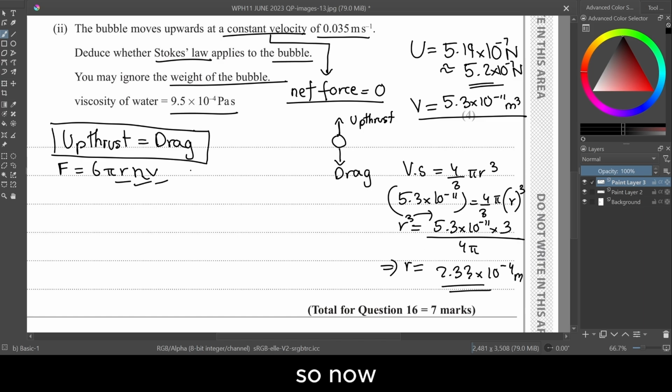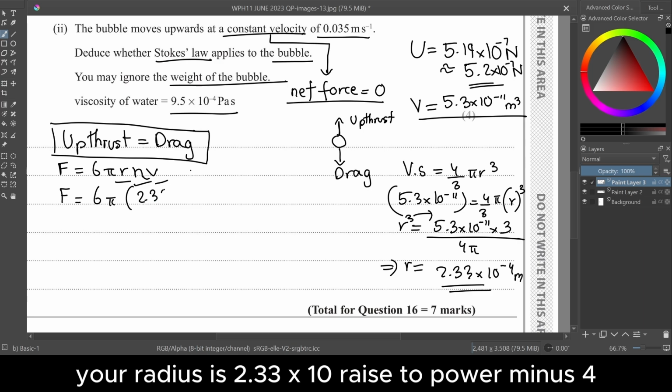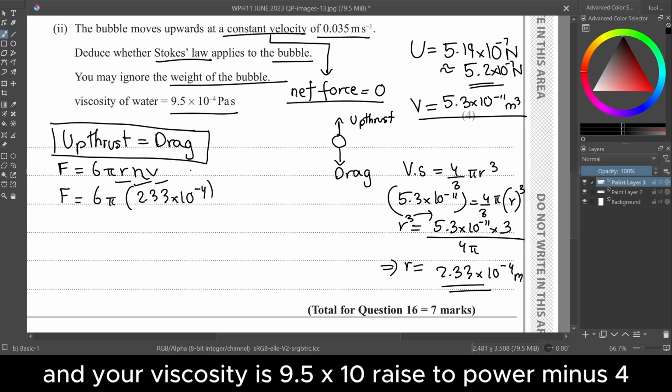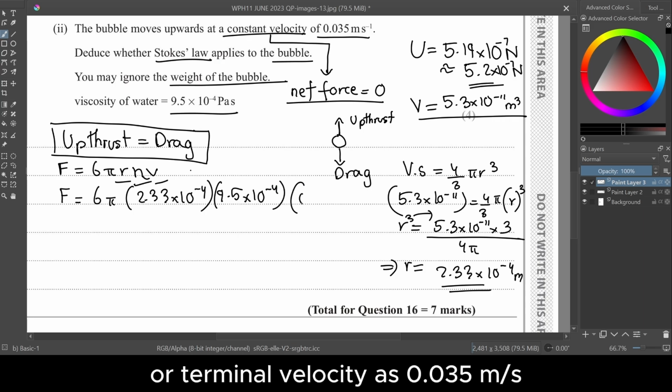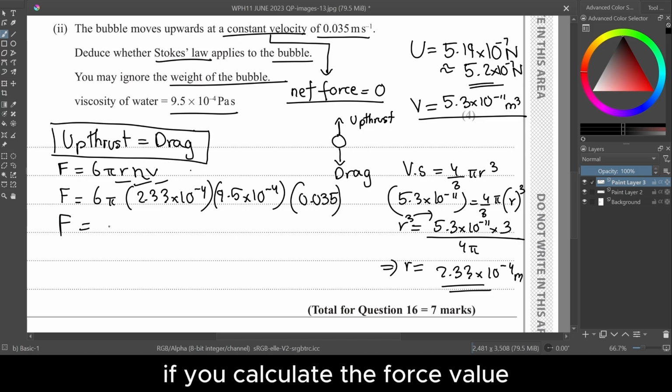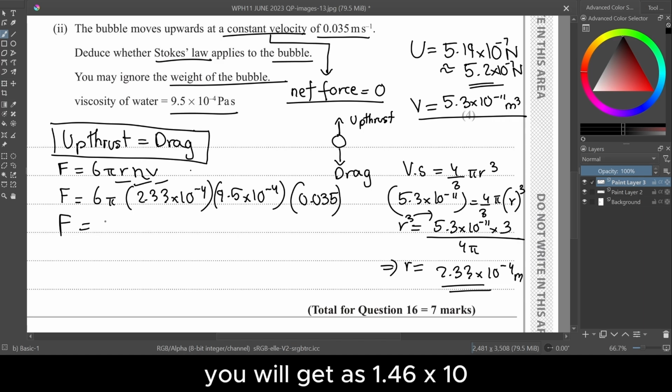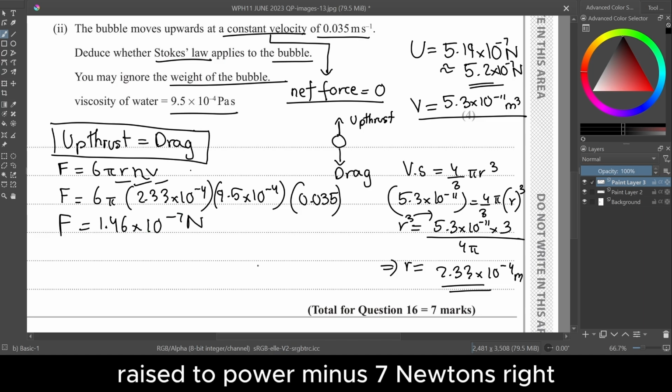Now you will use this radius in the drag force formula. So F is equal to 6π, your radius is 2.33 times 10 to the power minus 4, and your viscosity is 9.5 times 10 raised to power minus 4 pascal seconds, and you have constant velocity or terminal velocity as 0.035 meters per second. If you calculate the force value, you will get 1.46 times 10 raised to power minus 7 newtons.